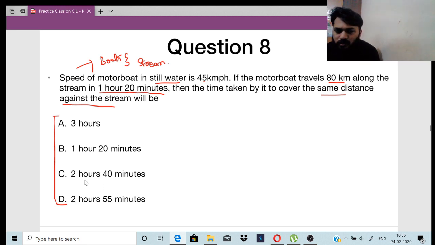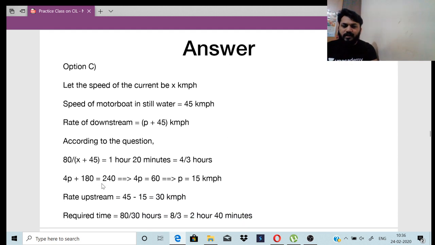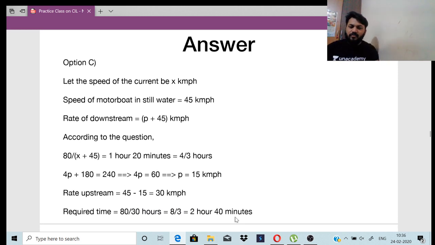8C, huh? 2 hours 40 minutes, you are meaning A, 3 hours. This is 2 hours 40 minutes. Chalo, we'll see the answer for this, right? It is option C. It is 2 hours 40 minutes.